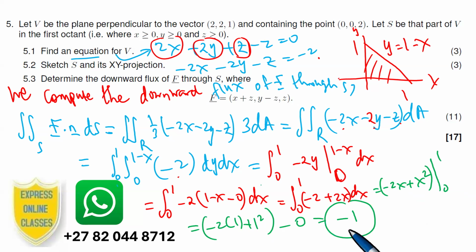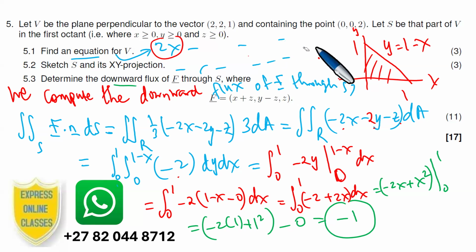So we're to find the downward flux. So we change the vector 2, 1, minus 2 to minus 2, minus 1, for the direction downward. This has meant a couple of things, but we can be rest assured that at any rate, we have exactly the following.